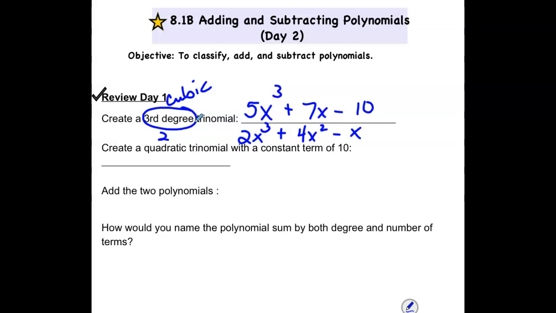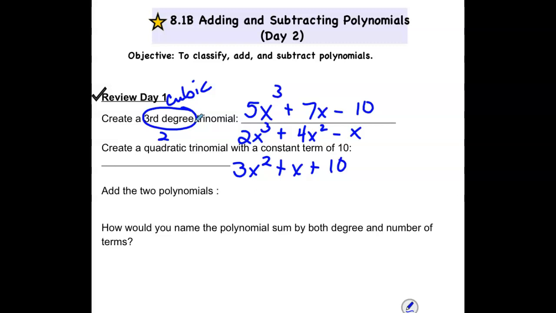All right, give me somebody's example. What did you guys come up with? Okay, I heard 3x to the second plus x plus 10. Okay, does that fit? Is it quadratic? Yes. Is it a trinomial? Yes. 3 terms? And does it have a constant term of 10? Okay. Now it says to add the 2.